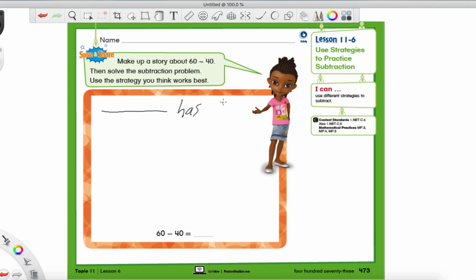He has 60, because that is our total. That's what we're going to start with. He has 60 pieces of gum. Oh, I'm starting to write cursive here. I don't want to do that. Sorry, guys. Pieces of gum.